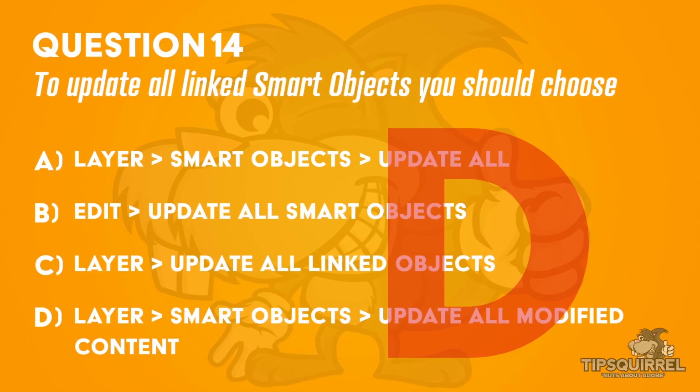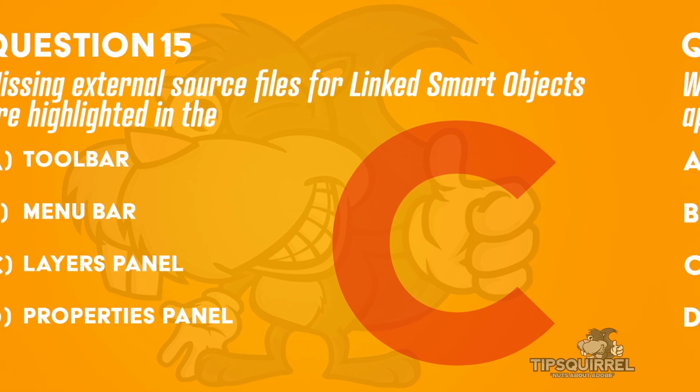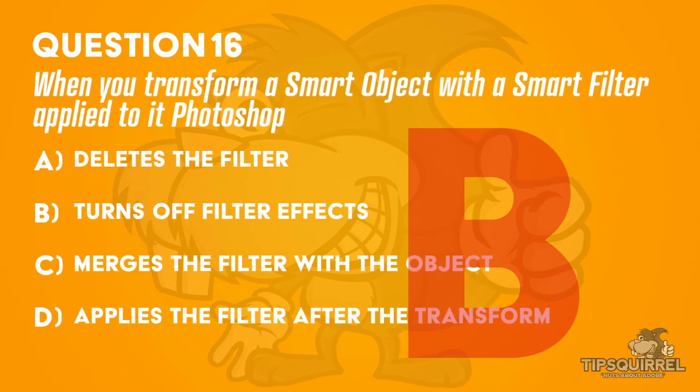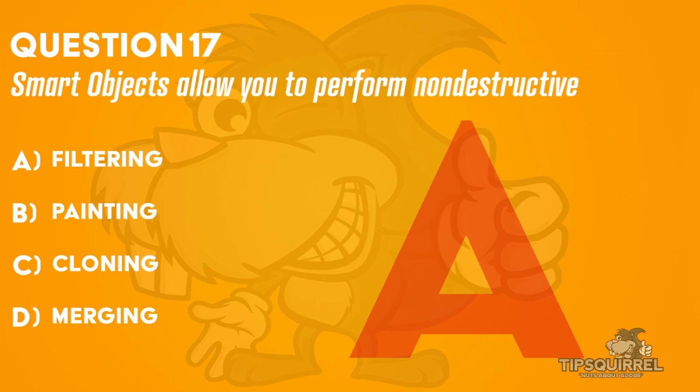Question 14. To update all linked smart objects, you should choose D, layer smart objects, update all modified content. Question 15. Missing external source files for linked smart objects are highlighted in the C layers panel. Question 16. When you transform a smart object with a smart filter applied to it, Photoshop B turns off the filter effects. Question 17. Smart objects allow you to perform non-destructive A filtering.